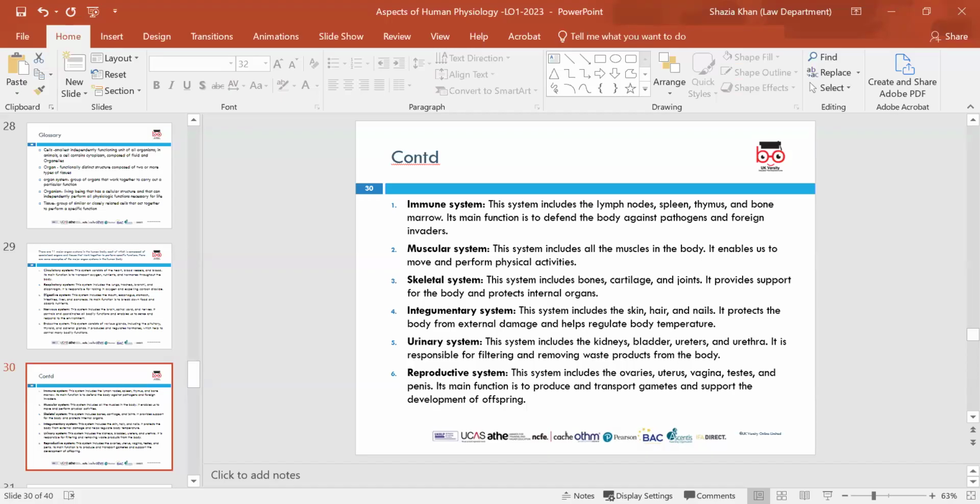Here you've got the integumentary system, which is physical protection of the body surface, sensory reception, and vitamin synthesis, and the urinary system, which is the filtering of blood and eliminating unnecessary compounds and waste by producing and excreting urine. And then you have the reproductive system, which is production of reproductive cells and contribution towards reproduction. So your vagina, uterus, and ovaries, to produce and transport gametes and support the development of offspring.